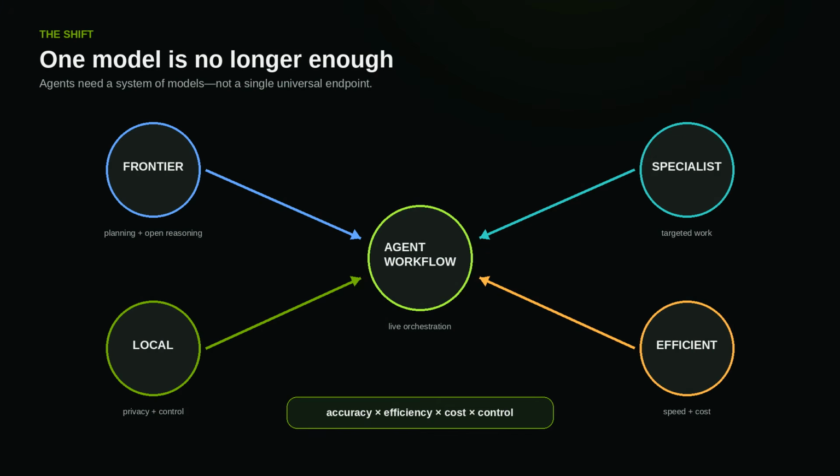One model is no longer enough for agentic workflows. Today, AI agents need multiple models working together to get stuff done, with the right balance of accuracy, efficiency, cost, and control across all tasks. A system of models works best when each task reaches the right model.